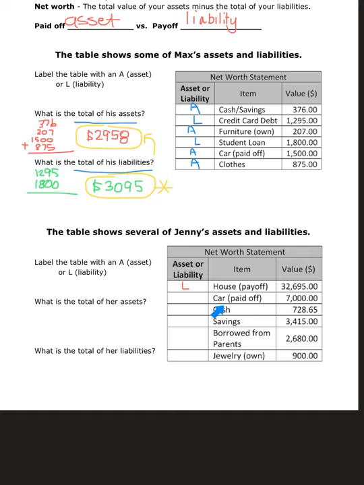Then we have the car. The car is paid off, so if it's paid off, that would be an asset because she owns it. Cash, well, she owns the cash. It's hers in her pocket. Savings, that's the money that she has set aside, so that's her money. Next one, borrowed from her parents. She borrowed $2,680 from her parents. That's not her money, so since it's not her money, she owes her parents that.